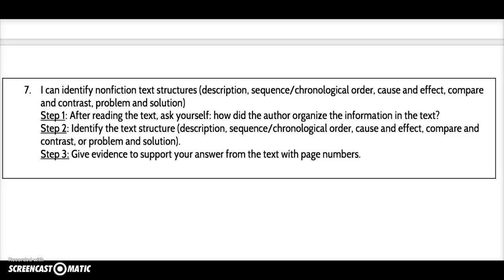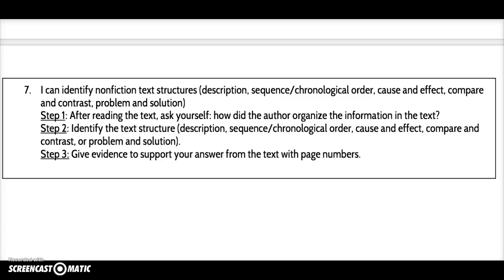Today we're going to be working on I Can statement number 7, which says I can identify nonfiction text structures. Nonfiction text structures are how an author has chosen to organize their text. So how have they taken the information that they're writing about and organized it? There's a couple different ways that authors can organize their text structures.